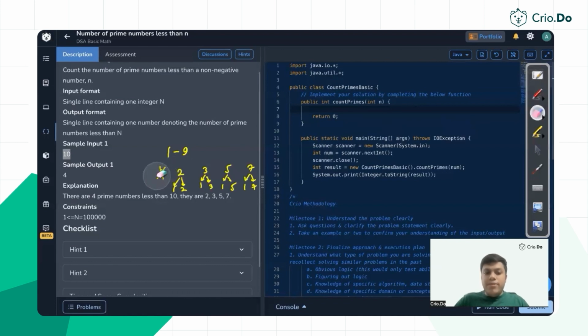So there are only 4 numbers in between 1 to 9, that is less than 10, having the condition true, that is, they are prime. So output will be 4, that there are 4 numbers.